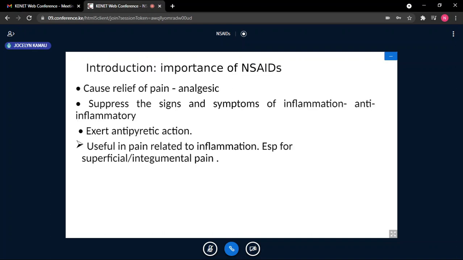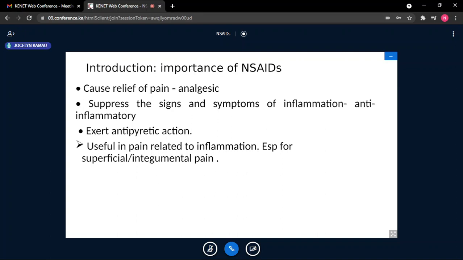What is the importance of the non-steroidal anti-inflammatories? They cause relief of pain, and therefore they have analgesic activity. They suppress the signs and symptoms of inflammation. That's why we call them anti-inflammatories. They exert antipyretic activity, they lower the fever, and that is why we call them antipyretic. So most of these non-steroidal anti-inflammatories have analgesic, antipyretic, and anti-inflammatory activity.